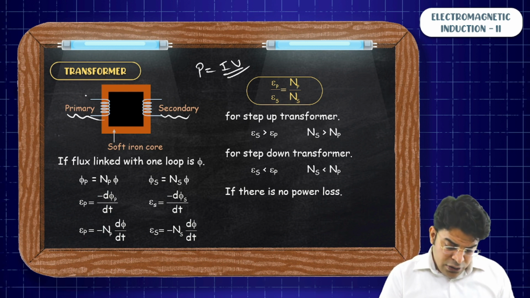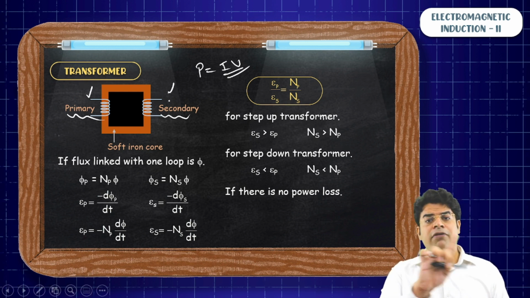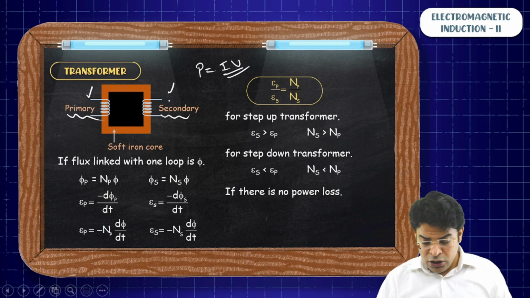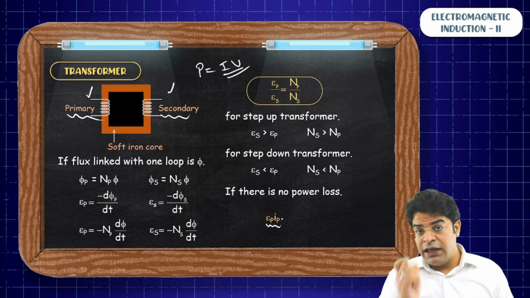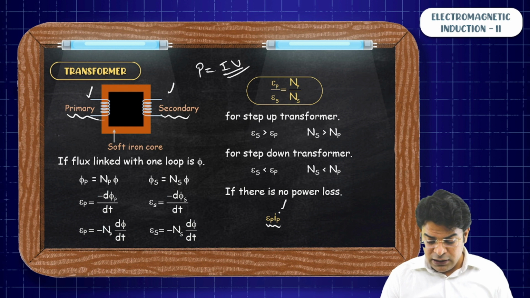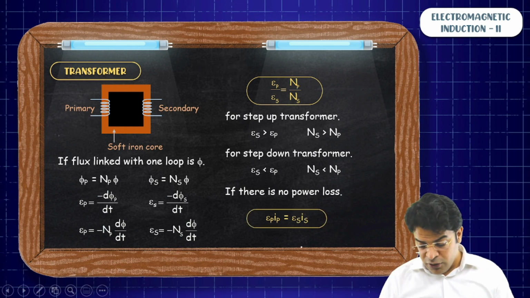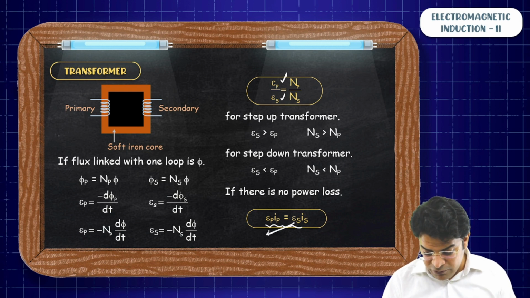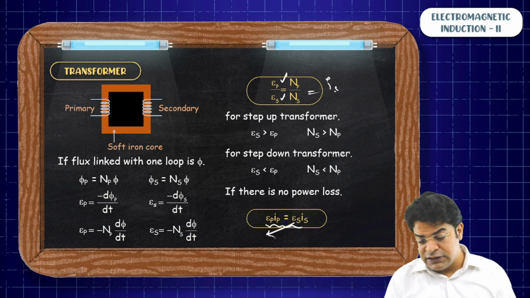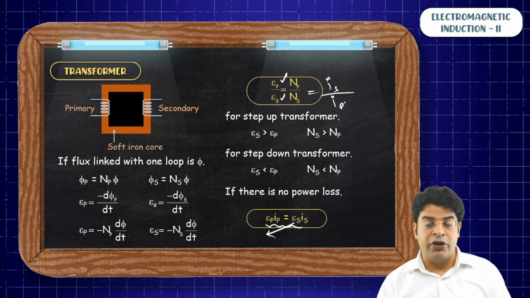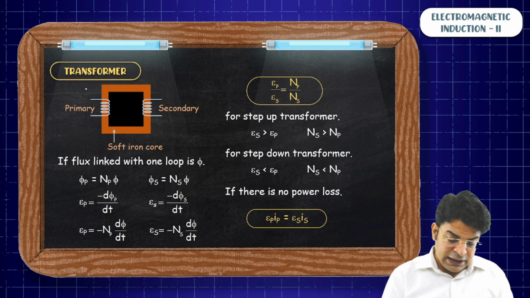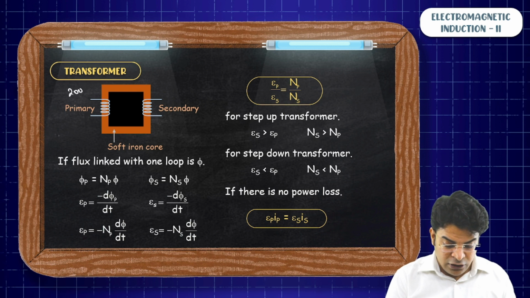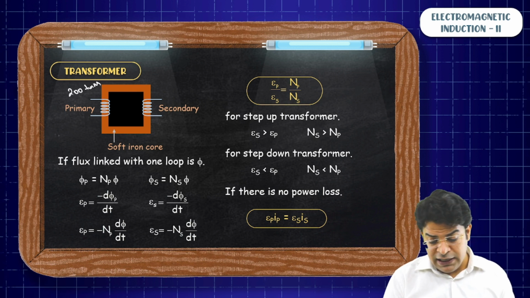Now, if there is no power loss, then power input has to be same as power output. So I can say that the EMF in the primary times the current in the primary equals EMF in secondary times the current in the secondary. From here, one can even write that EMF in primary upon EMF in secondary equals current in secondary upon current in primary. So if, let's say, in the primary coil you have got 200 turns and in secondary coil you have got, let's say, 50 turns.